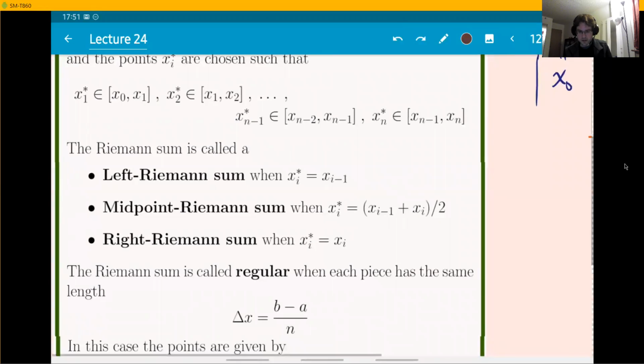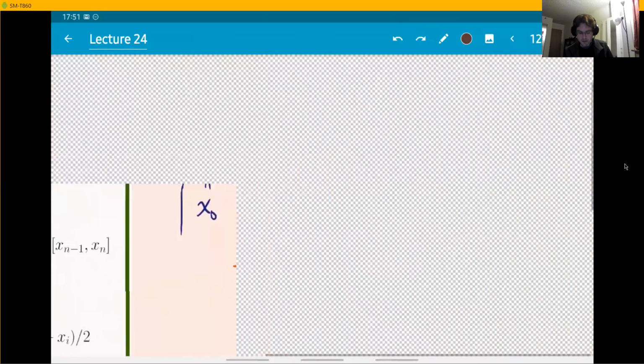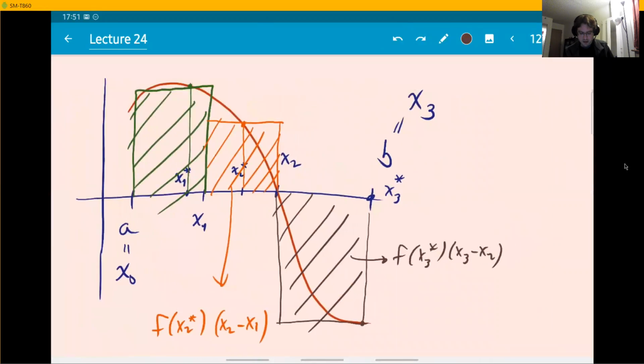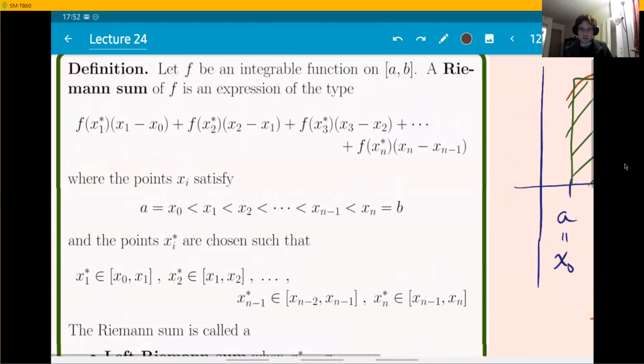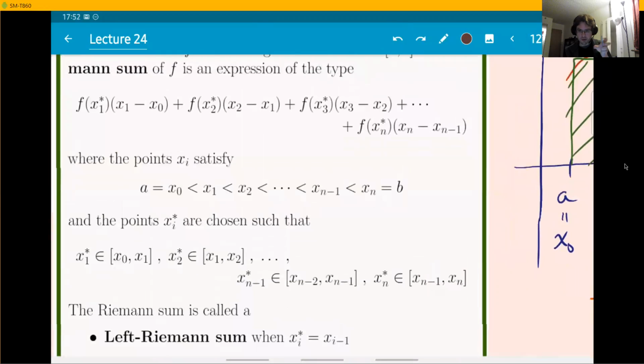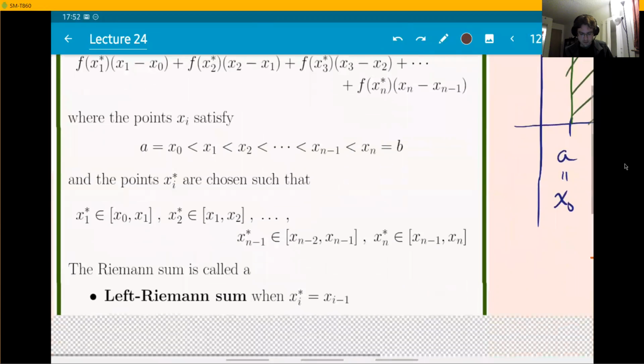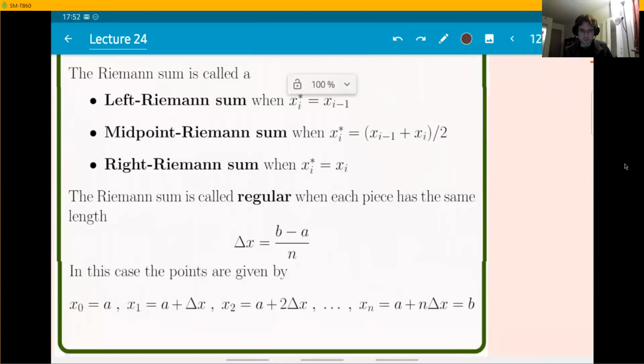Let me just look back into this one that I just drew. This one was not regular. It's kind of almost, but not really. If you think about the length between a to x1 versus x1 to x2 versus x2 to x3, those are not exactly the same. If they are exactly the same, then we call that regular. Just like in the last example, remember that we divided the interval into 3 or 6 pieces, which were equal. When we do that, that's called regular.